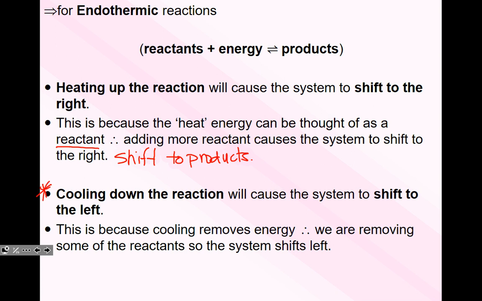Cooling down the reaction will cause the system to shift to the left. This is because cooling removes energy. We are removing some of the reactants, so this system shifts left. If I'm cooling it off, I'm removing a reactant, right? If I'm removing a reactant, I'm going to have to add more reactant to make it reach equilibrium.